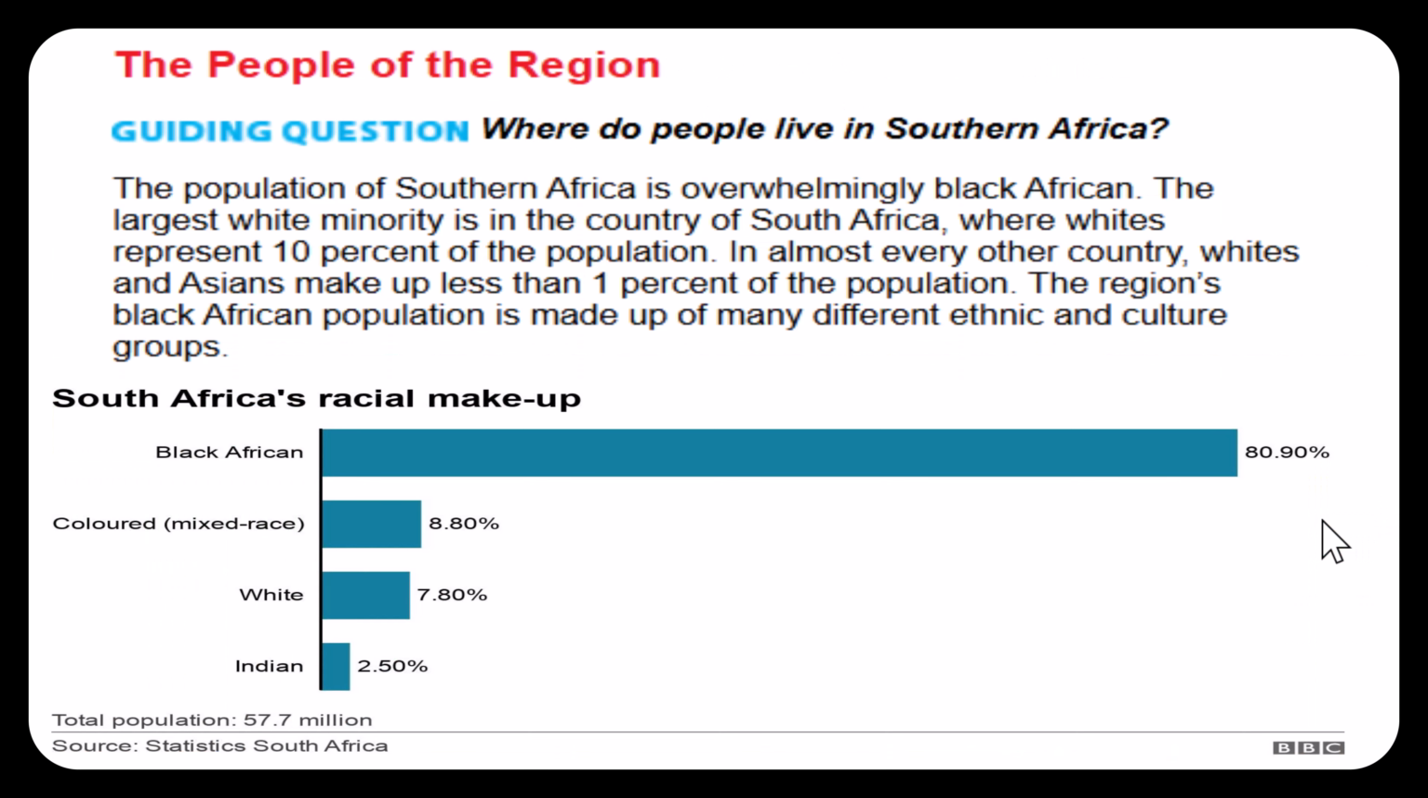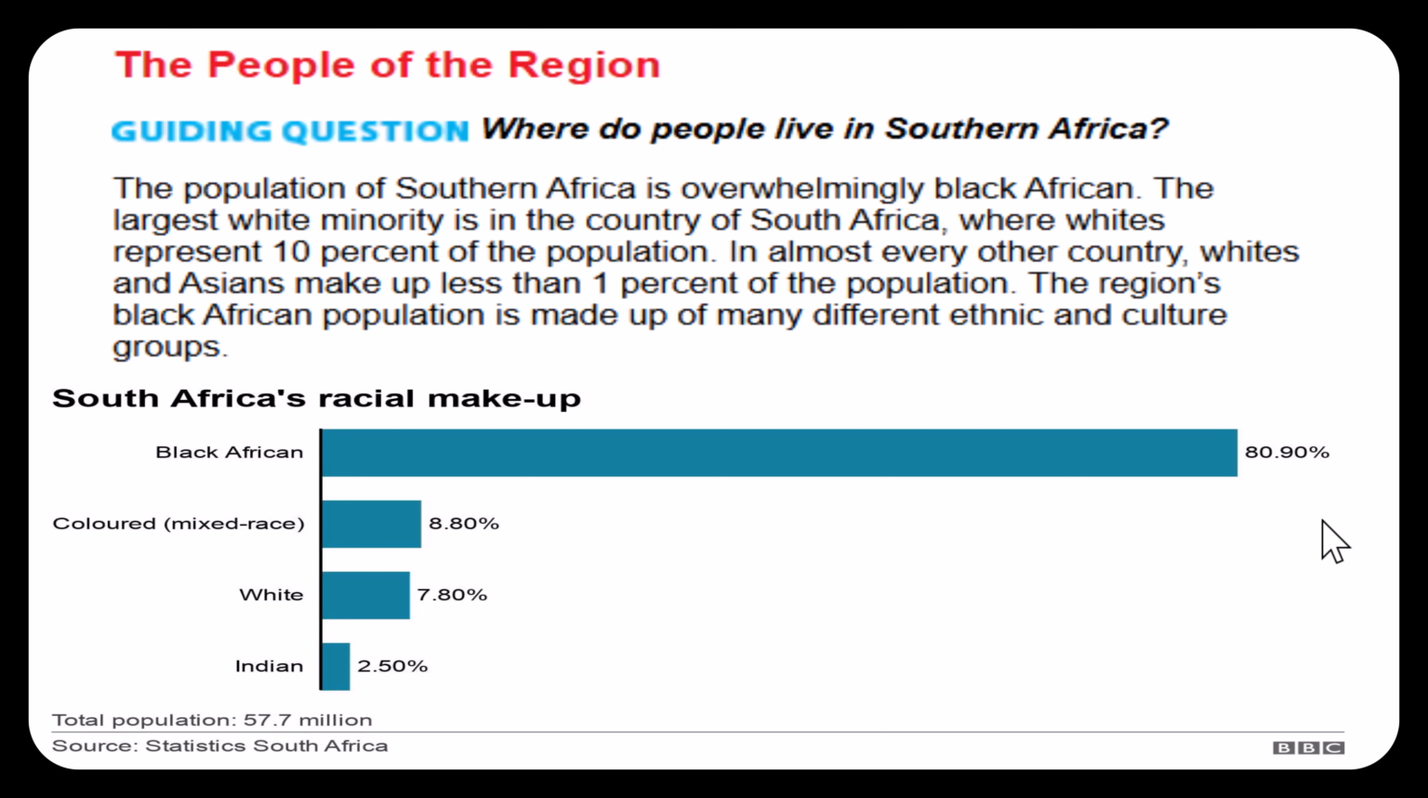The people of the region. The population of Southern Africa is overwhelmingly black African. The largest white minority is in the country of South Africa, where whites represent 10% of the population. In almost every other country, whites and Asians make up less than 1% of the population. The region's black African population is made up of many different ethnic and culture groups.